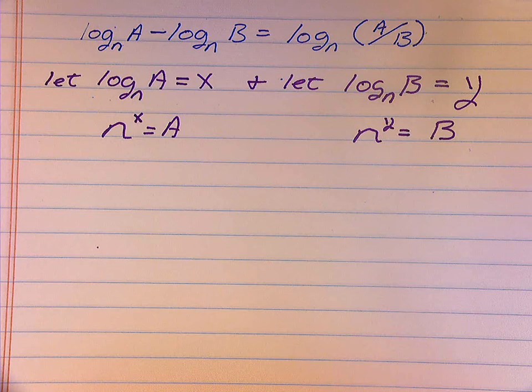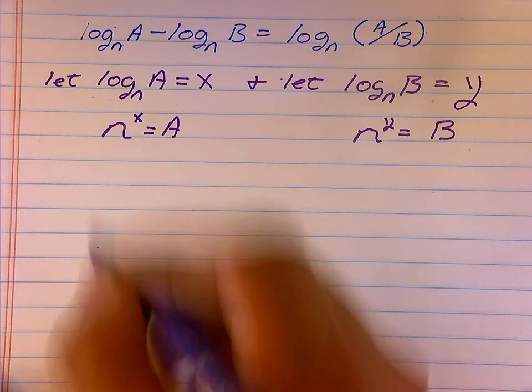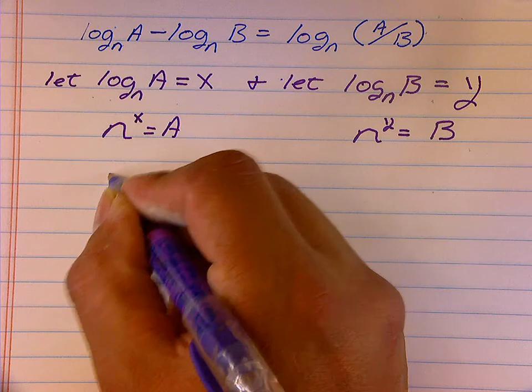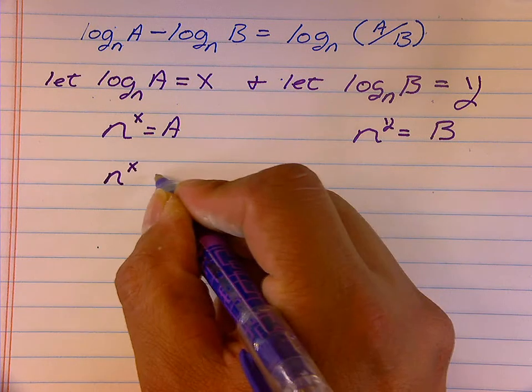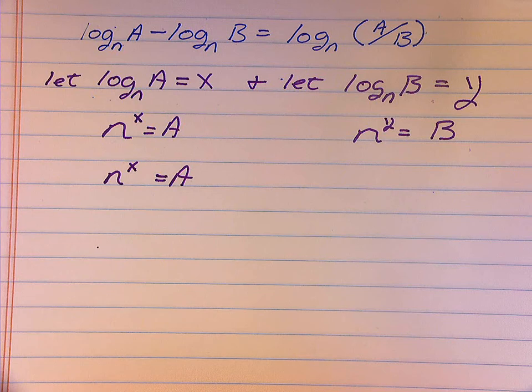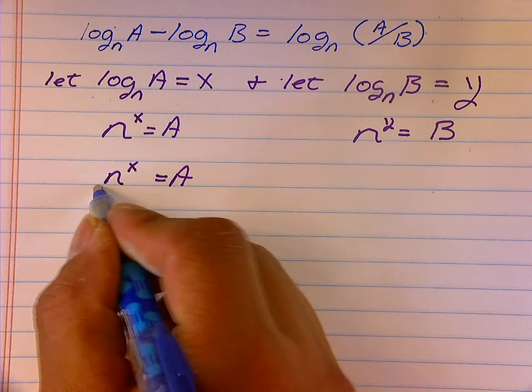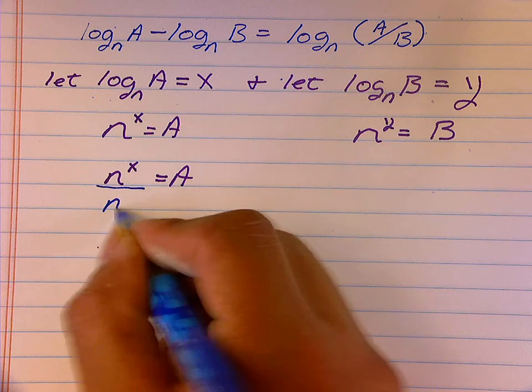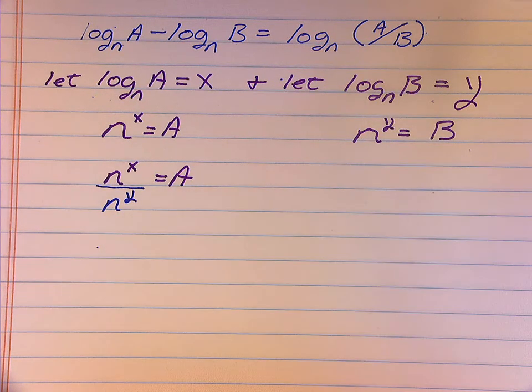Now, I'm going to use some property of equations to generate my formula. I'm going to start off by using the property of division. And the property of division says I can take any object, and I'm going to take this object, n to the x equals a, and I'm going to divide both sides by the same amount. And what am I going to divide them by? I'm going to divide both sides by n to the y.